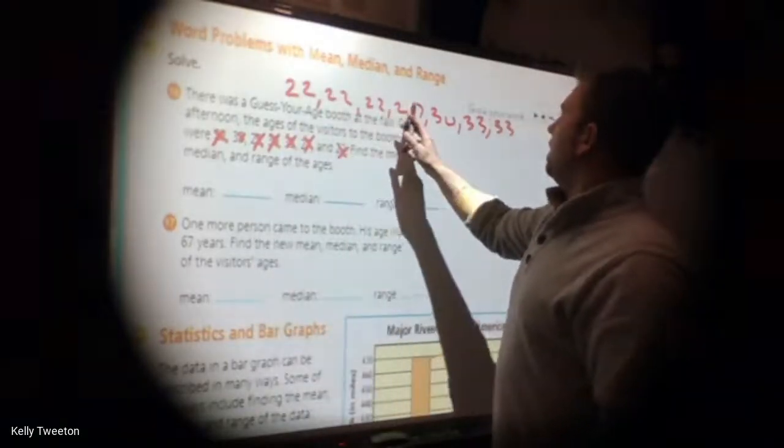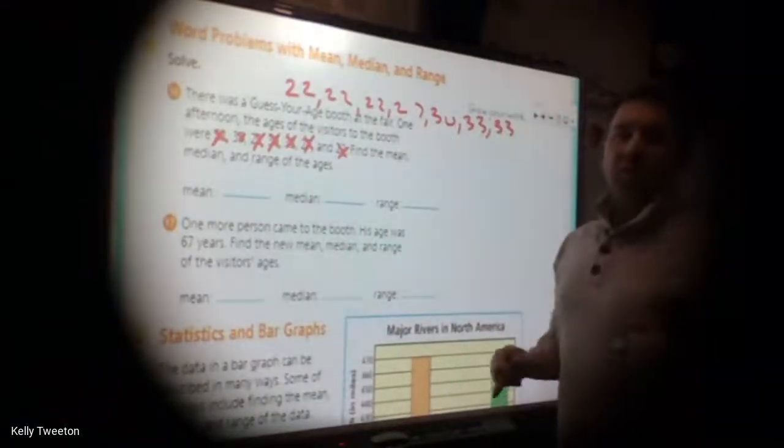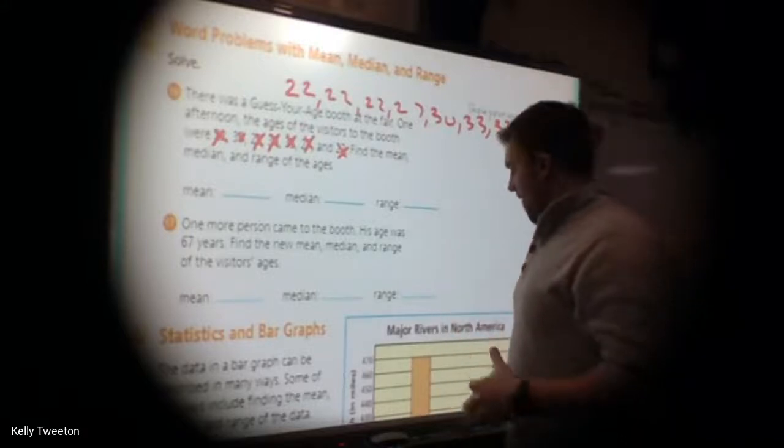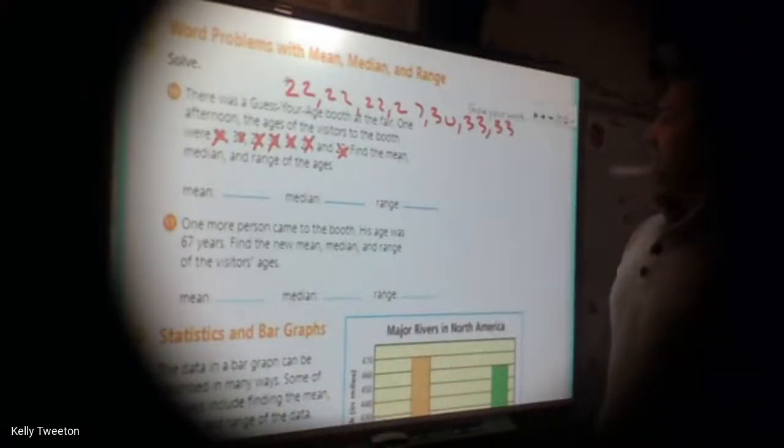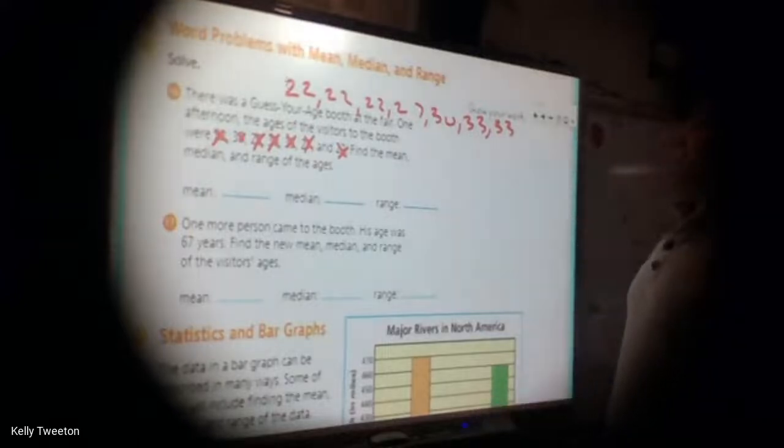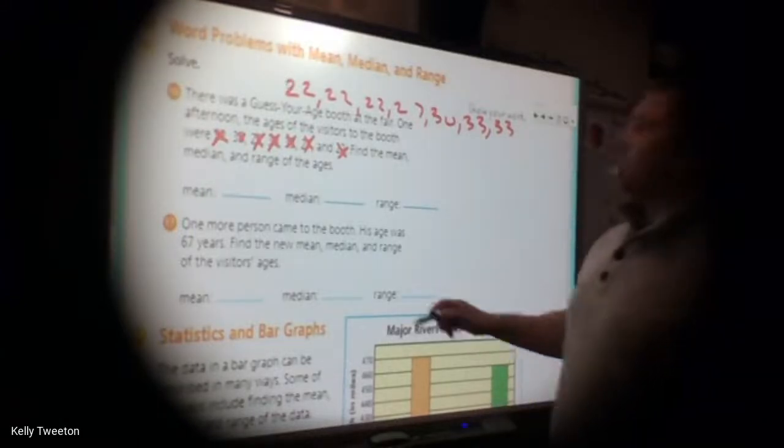1, 2, 3, 4, 5, 6, 7 numbers. It's always a good way to check just to make sure you have all the numbers. Okay? They want us to do the mean. Well, you could add all of them up. These won't be too hard to add up in your head.